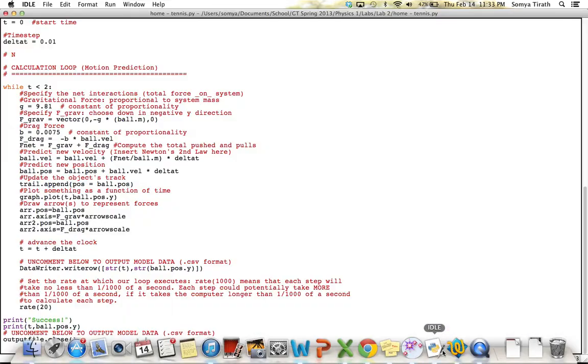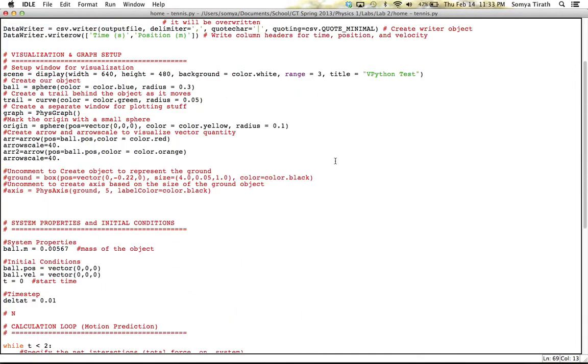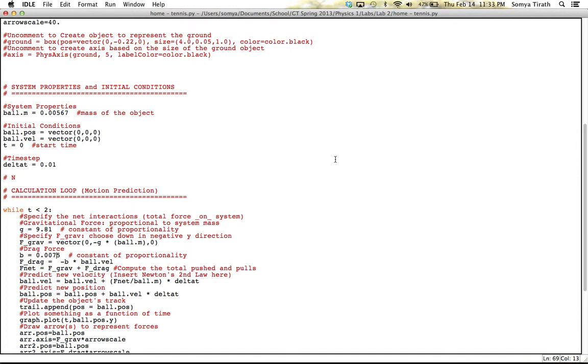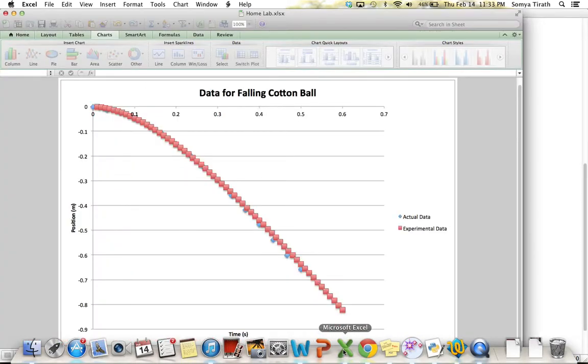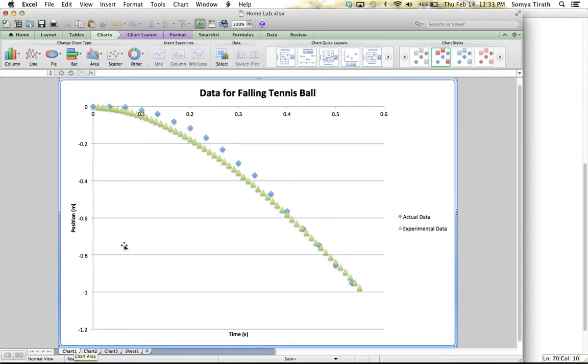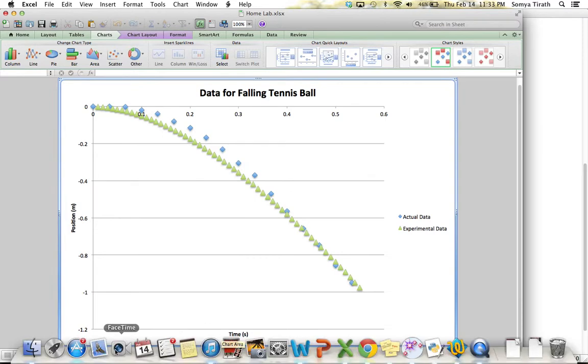When this was analyzed in Python, the ball's mass was plugged in first as 0.00567, and the drag force was found to be 0.0075. The way that this was calculated was by plotting the points of the actual data and comparing it to the experimental data when plotted. So, as you can see here, the data matches closely, although it's not perfect, most likely because the motion of the ball wasn't exactly marked perfectly in the tracker video.